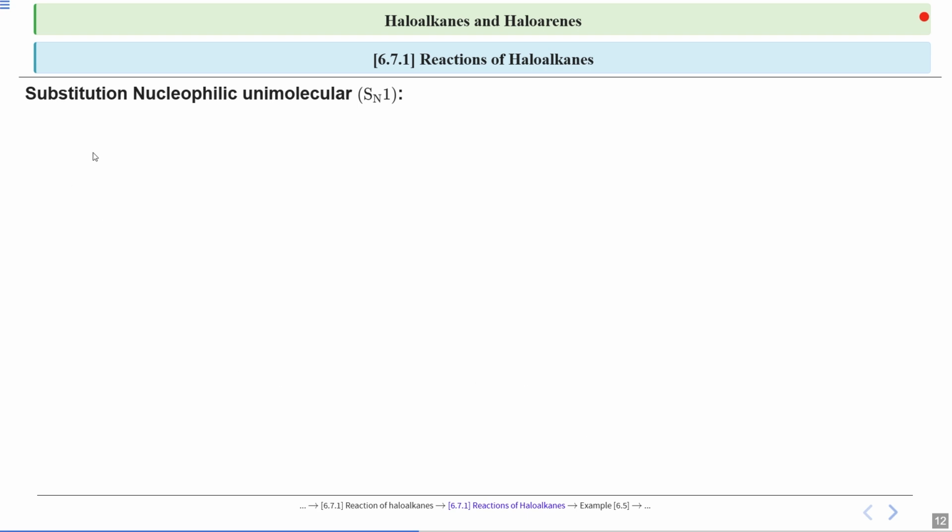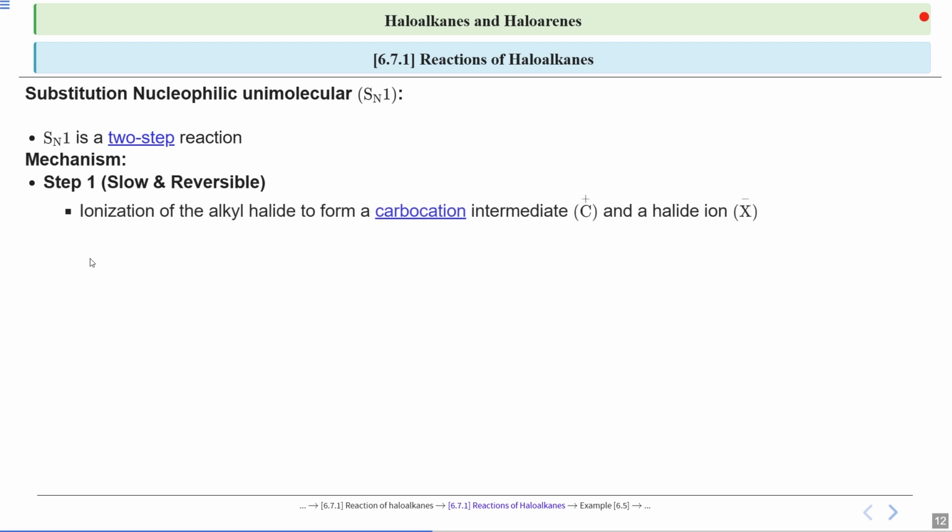Let's see the substitution nucleophilic unimolecular reaction, that is the SN1 reaction. SN1 is a two-step reaction. The mechanism involves two steps. Step 1 is a slow step, and it is also a reversible step. It is the ionization of alkyl halide to form a carbocation intermediate, which is C⁺, and a halide ion, that is X⁻.